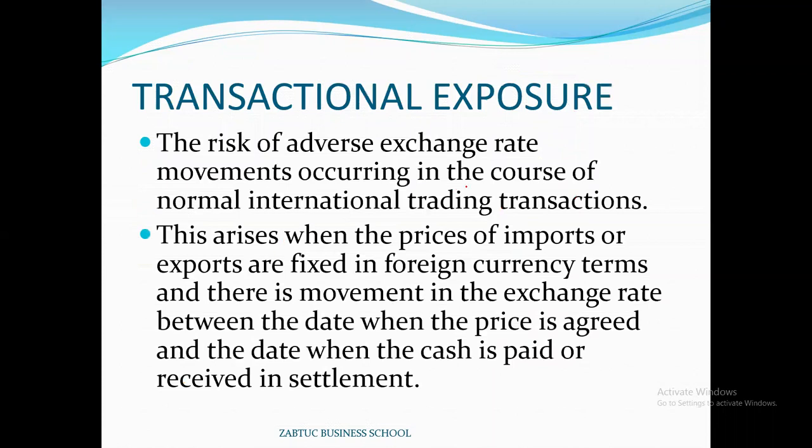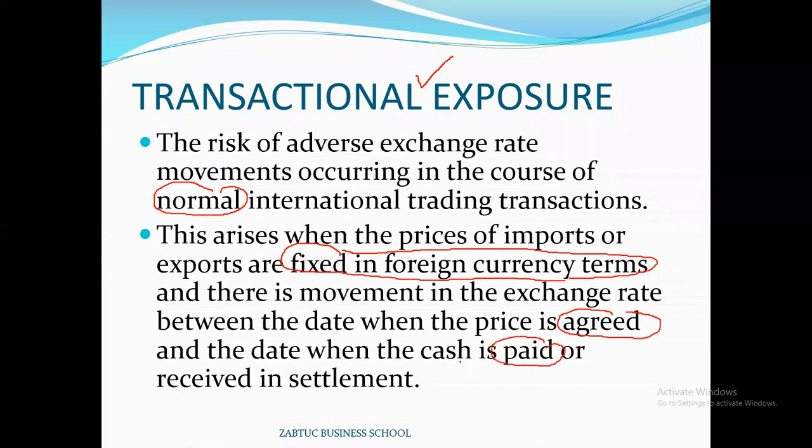What is transaction exposure and how does it arise? It is the risk of adverse exchange rate movement occurring in the course of normal international trade. This arises when the prices of imports or exports are fixed in foreign currency. So if you have fixed your invoices in foreign currency, then you have what we call transaction exposure. This arises when the prices of imports or exports are fixed in foreign currency terms and there is movement in the exchange rate between the date when the price is agreed and the date when the cash is paid or received.